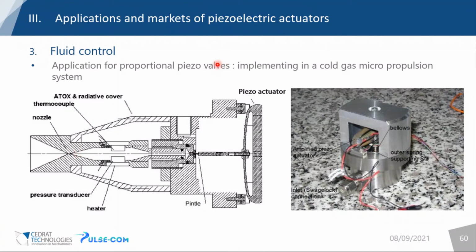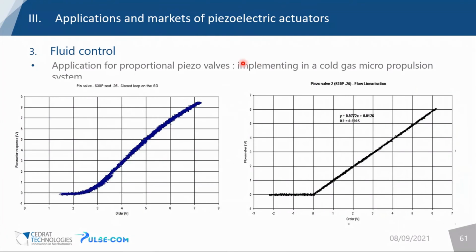In the PulseCom project, we will also try to make an opto valve this time, working with light excitations. And by using the strain gauges, we could close the loop of the piezo valve and have a linearization of the liquid flow depending on the voltage we apply on the piezo actuator.